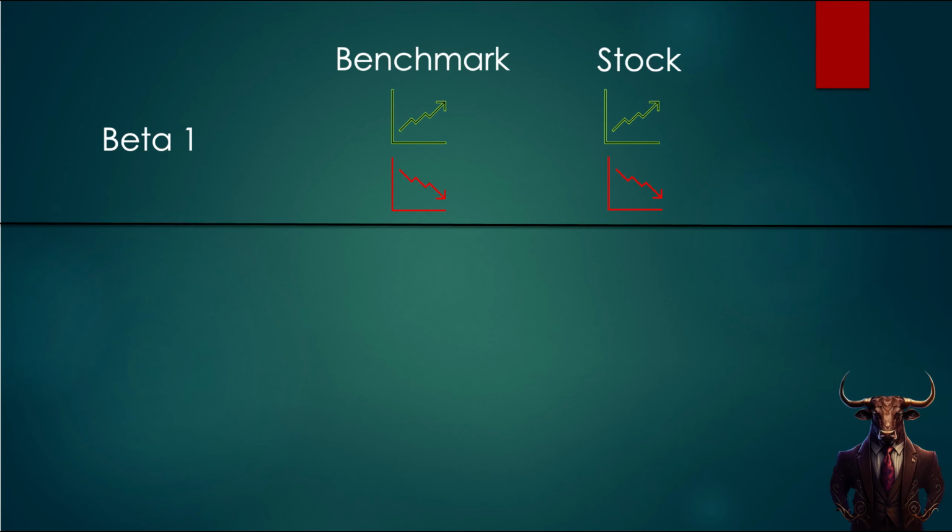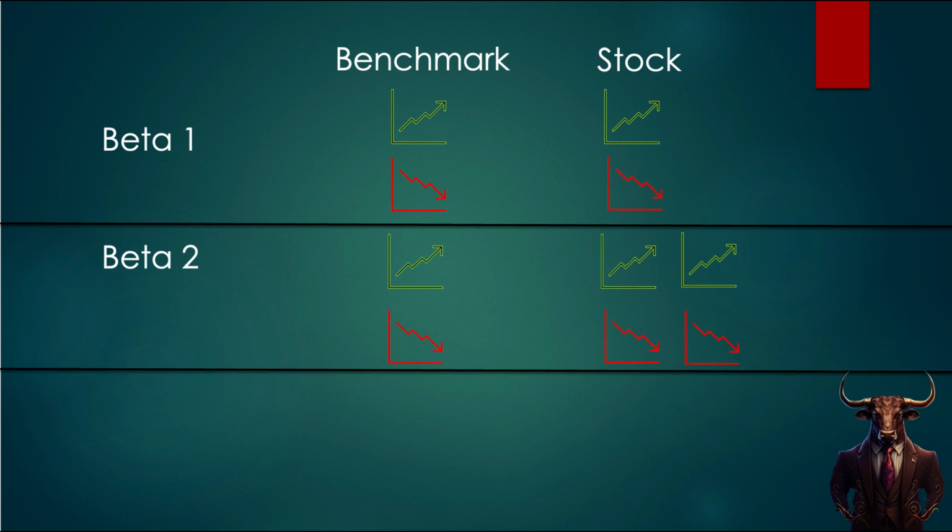When a stock has a beta of 1, it means that its price movements are in line with the benchmark. In other words, if the benchmark goes up or down by a certain percentage, the stock will also move in the same direction by a similar percentage. If a stock has a beta of 2, it means that it tends to move twice as much as the benchmark. So, if the benchmark goes up by 1%, this stock is likely to go up by 2%. Similarly, if the benchmark goes down by 1%, this stock may go down by 2%.